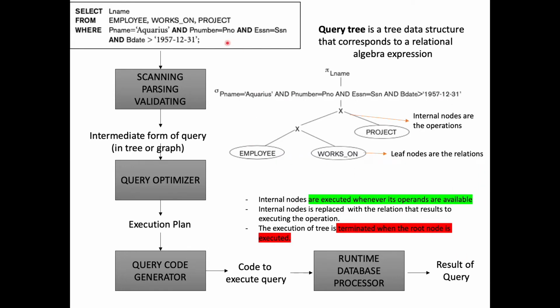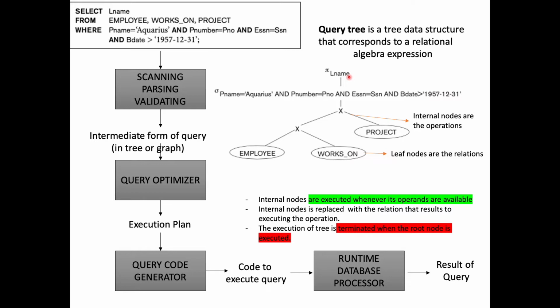Okay, so the result of the first step is an intermediate form of a query called the query tree. So the query tree is just a relational algebra expression that is equivalent to the SQL code. And in the tree, the leaf nodes are the relations or the tables, and the internal nodes are the operations. Okay, so in this example, we have here employee, works on, and project as the leaves, and we have the Cartesian product as the internal nodes, as well as the select operation and then the project operation.